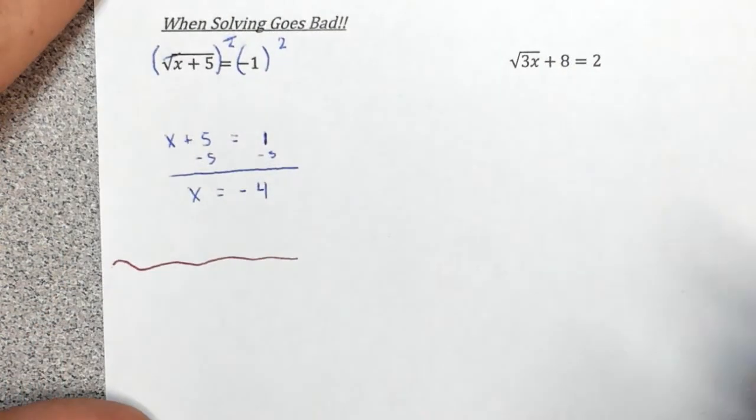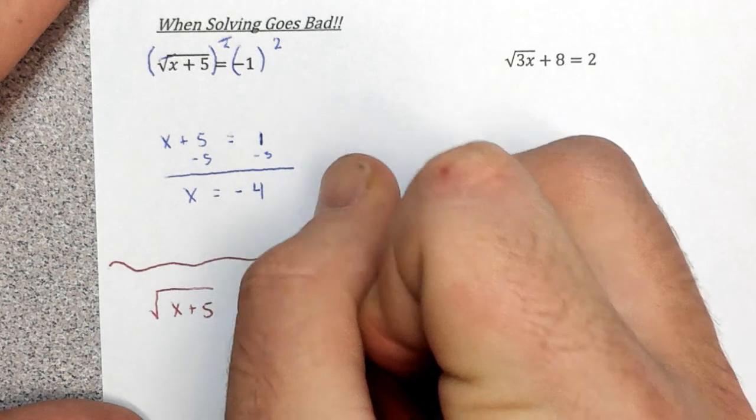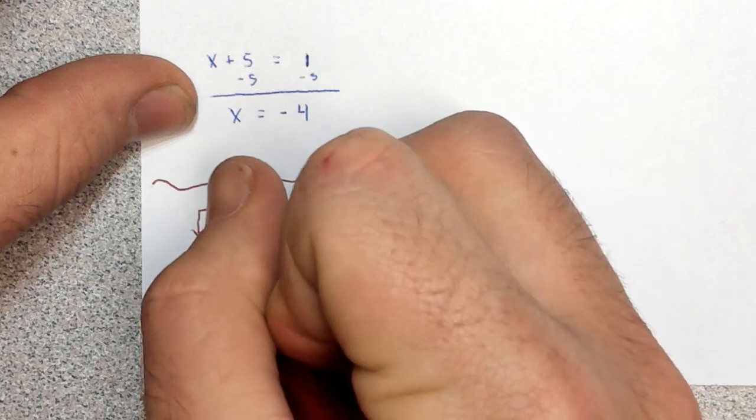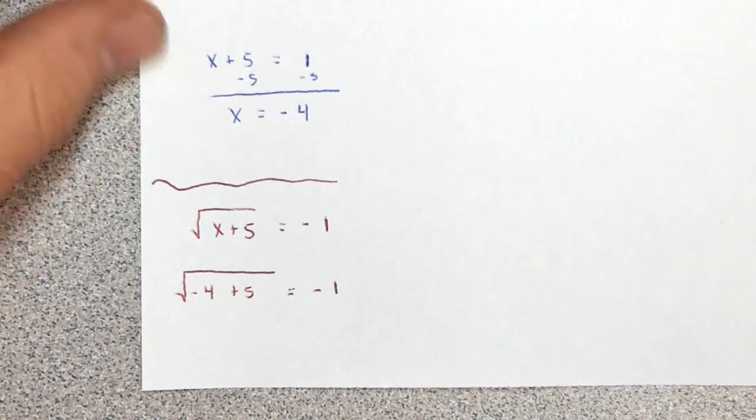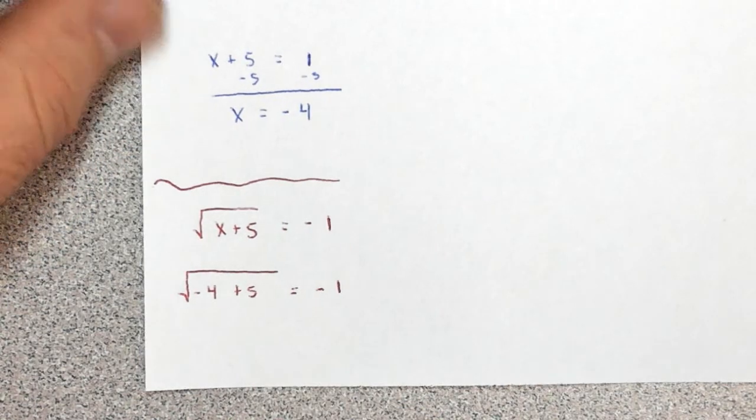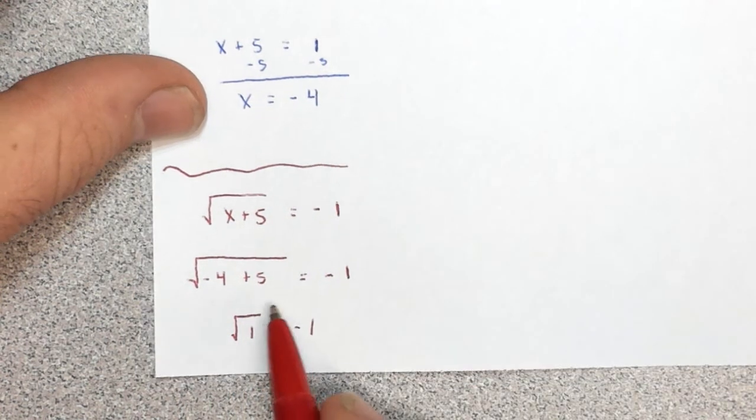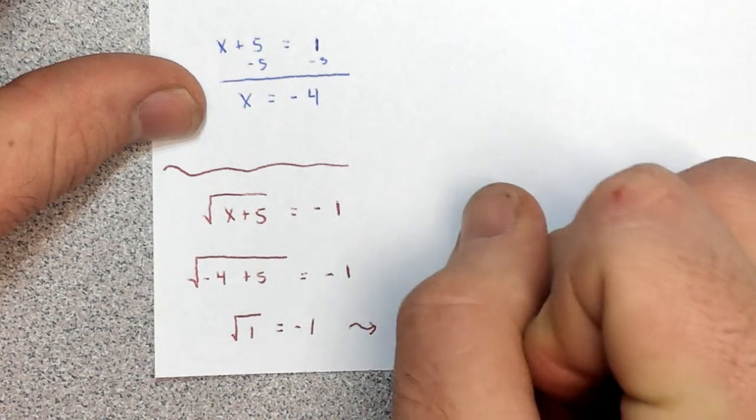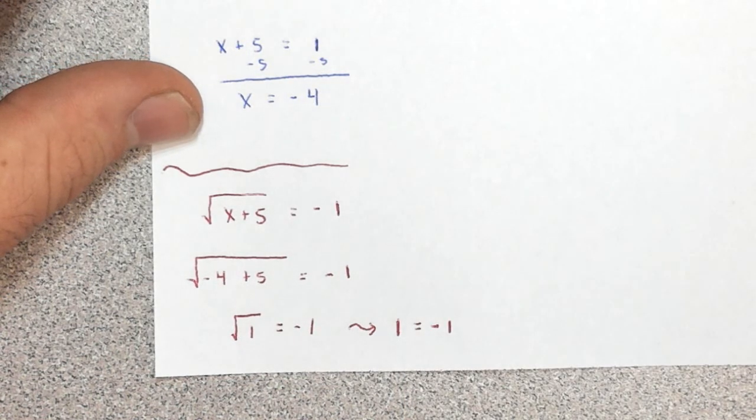If I plug in a -4 into this, my original equation is the square root of x plus 5 is equal to -1. If I plug in -4, this becomes the square root of -4 plus 5 is equal to -1. -4 plus 5 gets me what? 1. Just 1. Square root of 1 is equal to -1. What is the square root of 1? 1. So I get this: 1 is equal to -1.